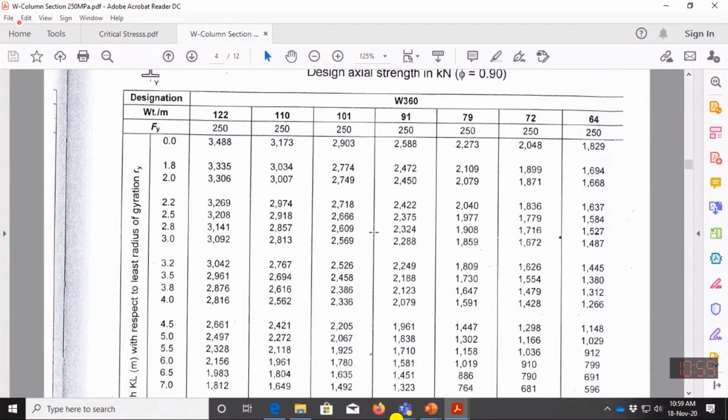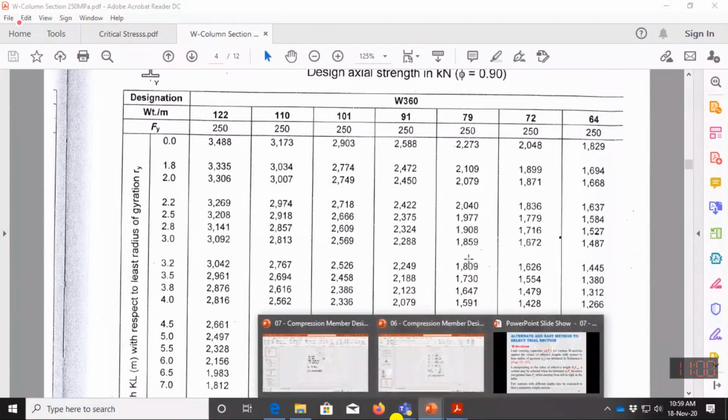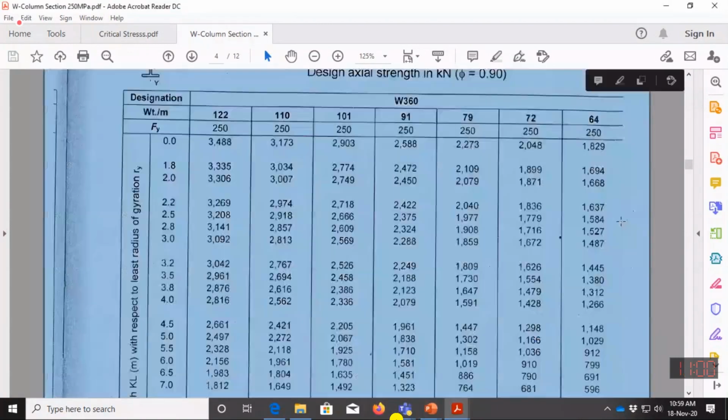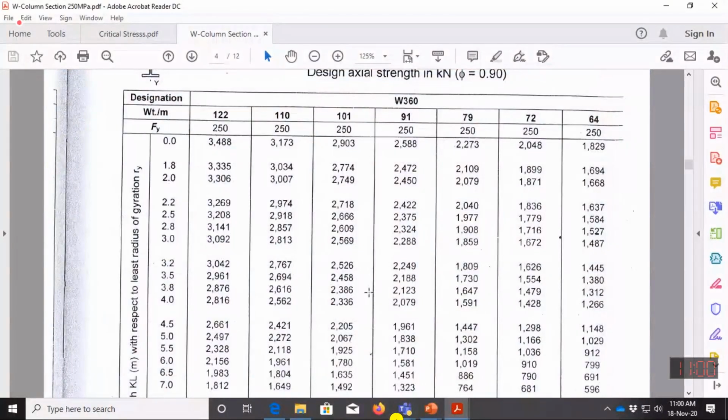Let's suppose in a design problem, we are given that we need to design a W section which is subjected to a factored compressive force of 2700 kilonewton, and the member has a length of 3 meters. Then we can easily select this section by consulting this table.